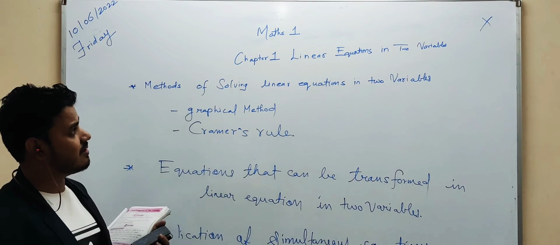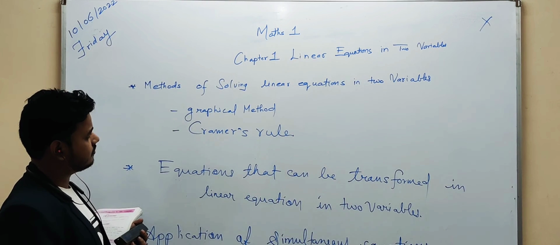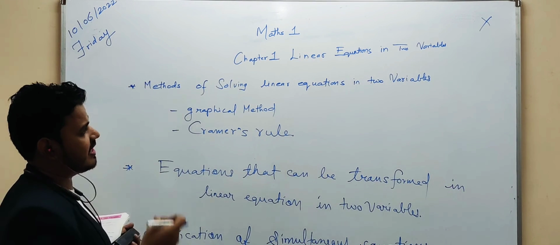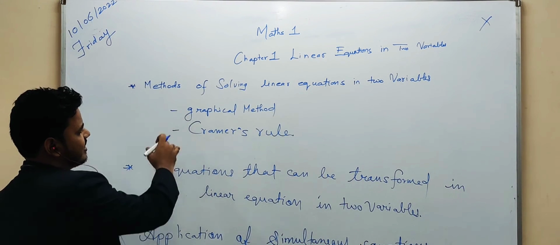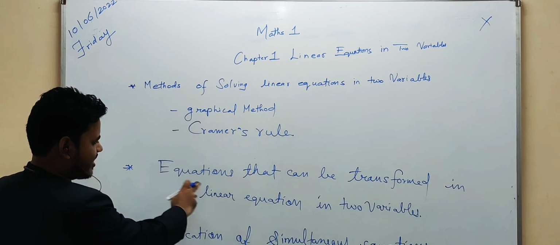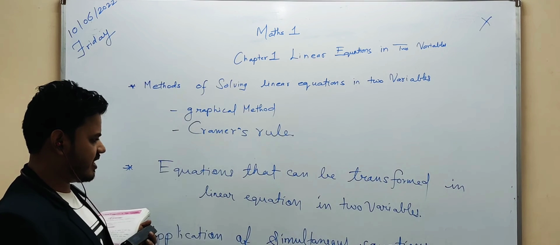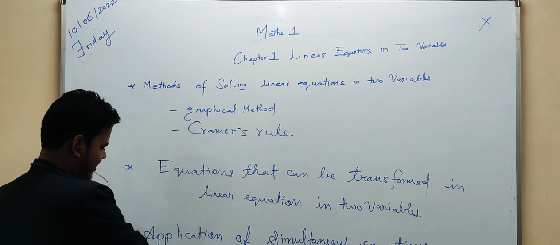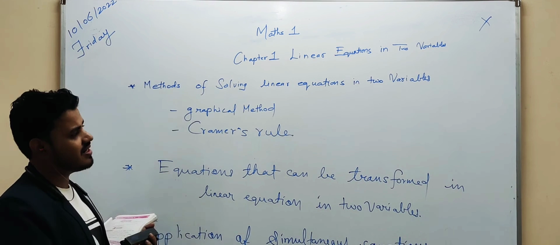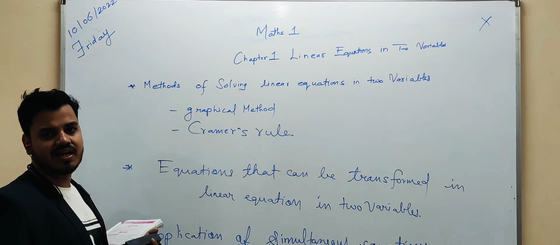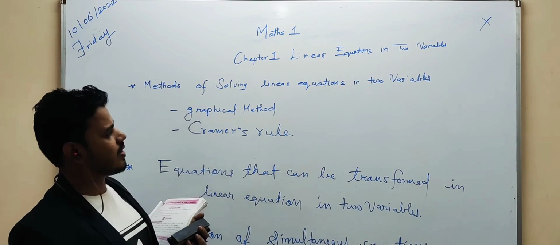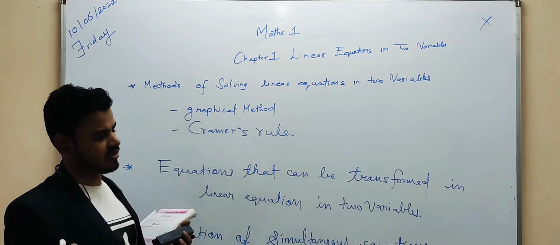So, in chapter number 1, we will see first point, methods of solving linear equations in two variables. Then in that graphical method is there, then Cramer's rule is there. Then next point is equations that can be transformed in linear equation in two variables. At last, application of simultaneous equations. So we'll see them one by one. But before starting, let us know about some basics in this chapter.